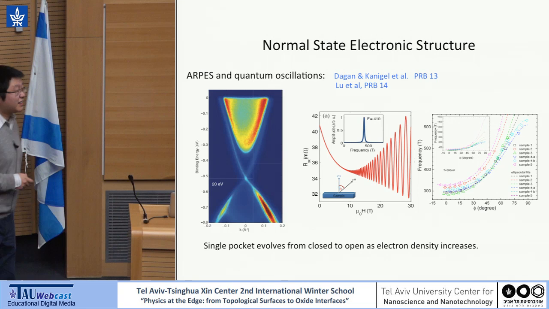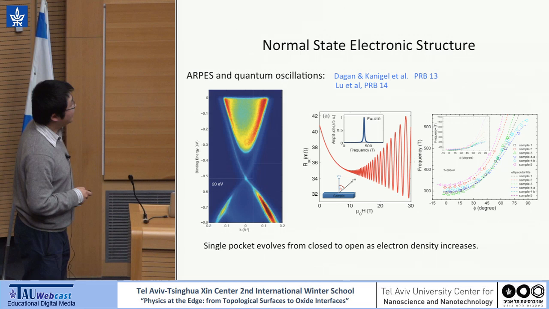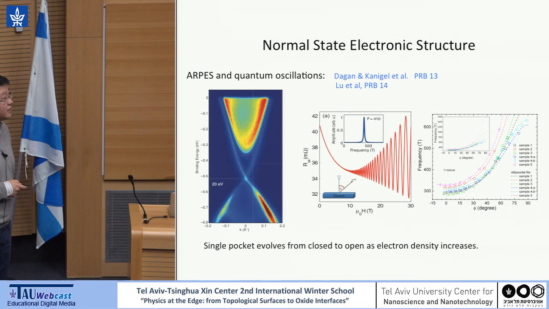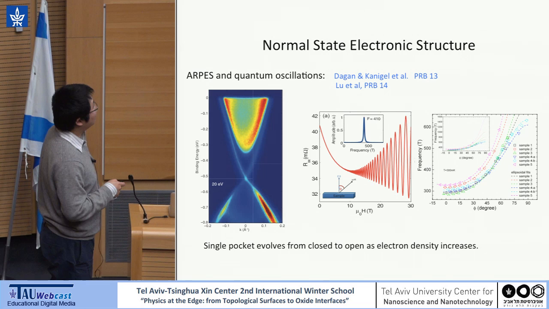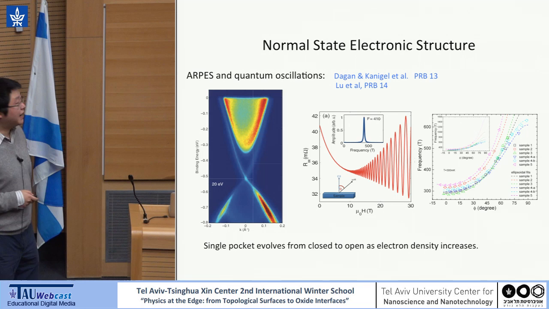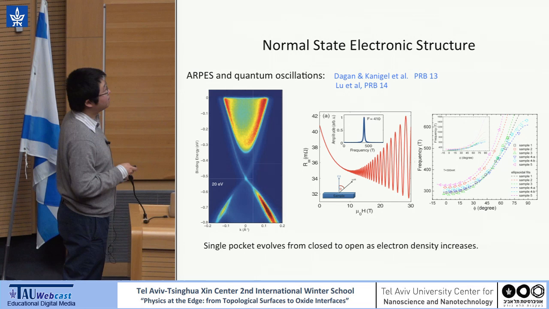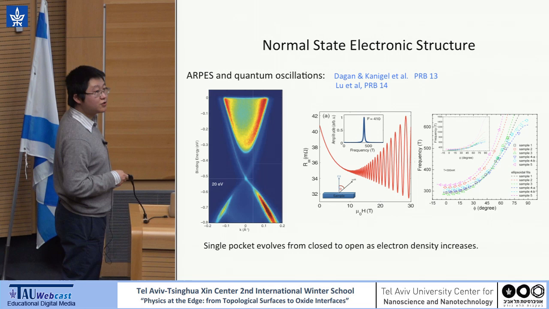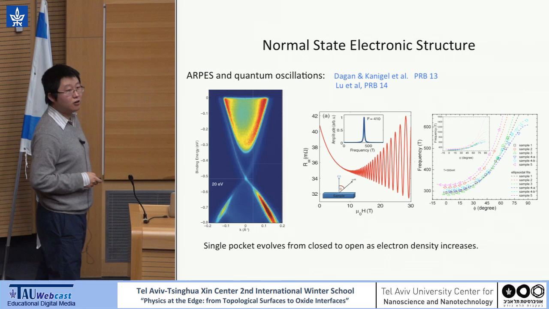You heard from yesterday's talk a very beautiful study of the characterization of the normal state by both angle resolved photoemission spectroscopy and quantum oscillation measurements from Ong's group. Here we see that with copper doping, the Fermi energy lies in the conduction band of bismuth selenide. There's only a single band at the Fermi energy in the bulk. And from the quantum oscillation measurement, it was found that the Fermi surface evolves from a three-dimensional closed pocket to an open cylinder as the electron doping increases. This is very important, and we'll come back to that later.